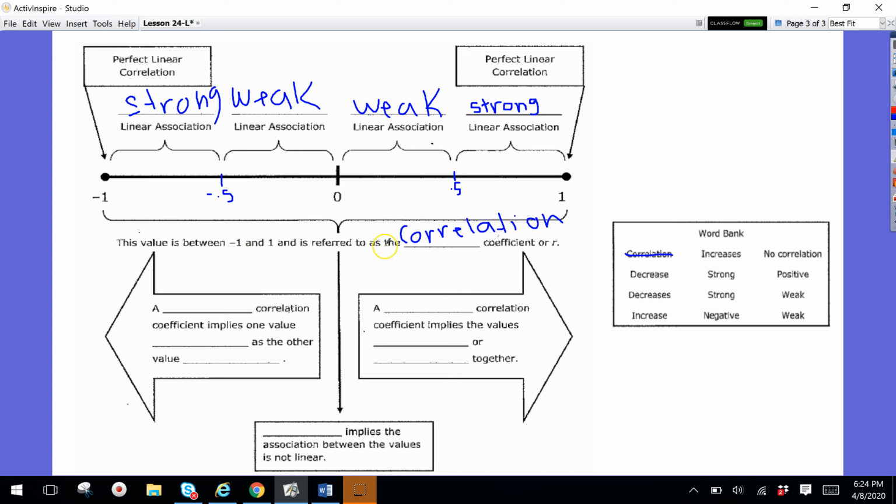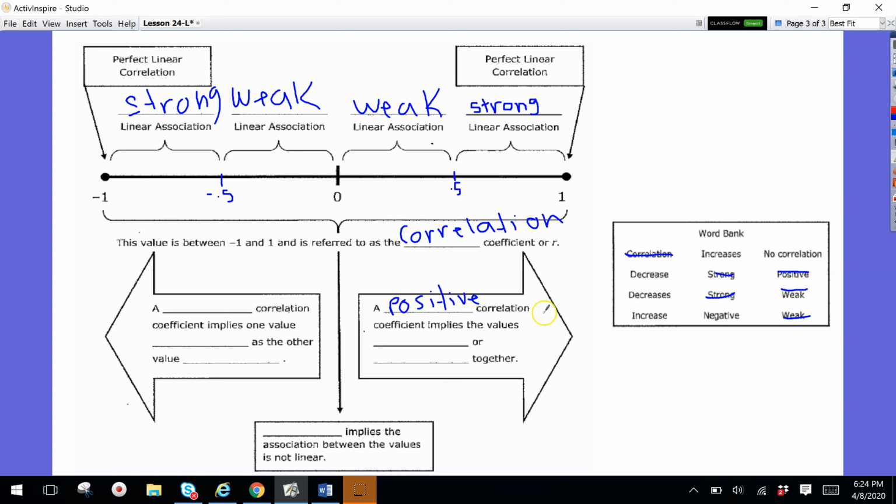The difference between my positive R values and my negative R values is basically the type of correlation, right? My positive R values mean it's a positive correlation. And so we talked about this before. So let's go ahead and take out the words that we've already used. So we've used weak twice, we've used strong twice, we've used correlation, and we've used positive.